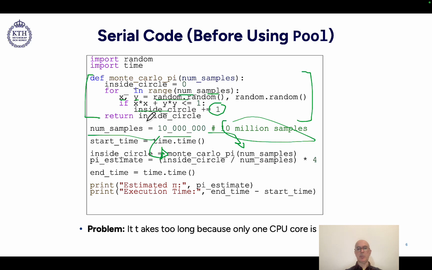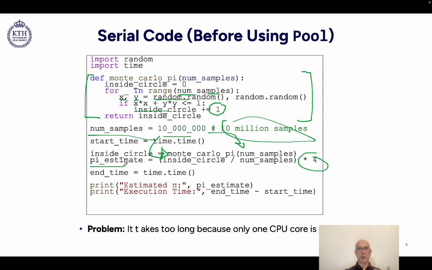Once we have the number of points, we take that number, we divide by the total number of samples, and we multiply by 4, and we will have an estimate of pi. The larger the number of points that we take, the higher precision we are going to have for our pi estimate. So this is the serial implementation. We use only one core.